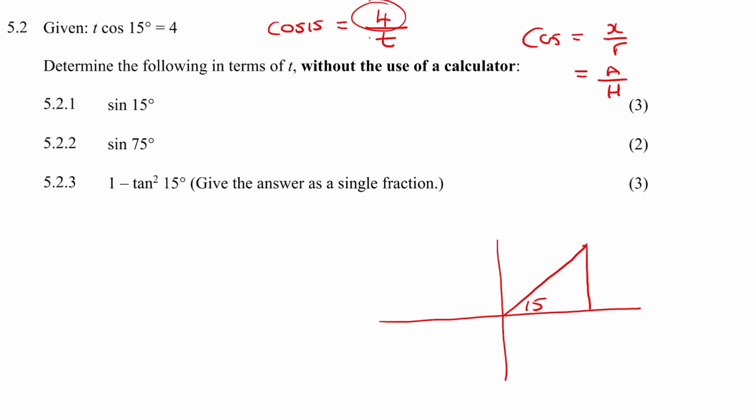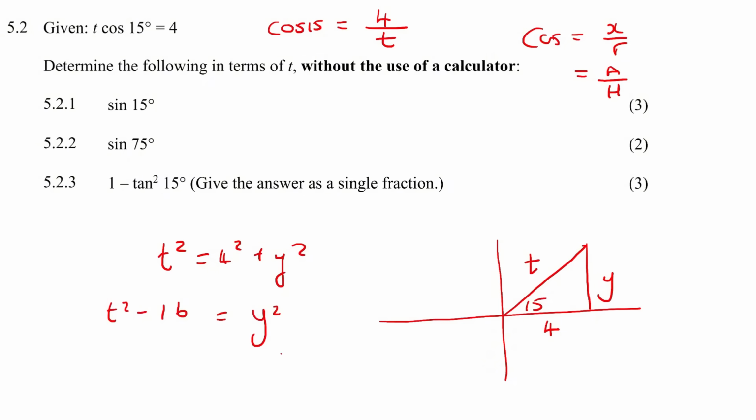So that means that this is the adjacent and this is the hypotenuse. And then we use Pythagoras to find this side. Let's label that y for now. So we can say t squared is equal to 4 squared plus y squared. Then you can get y squared alone and take the square root, so y is the square root of t squared minus 16. And so we can put that over there, t squared minus 16. And now we can answer the question.